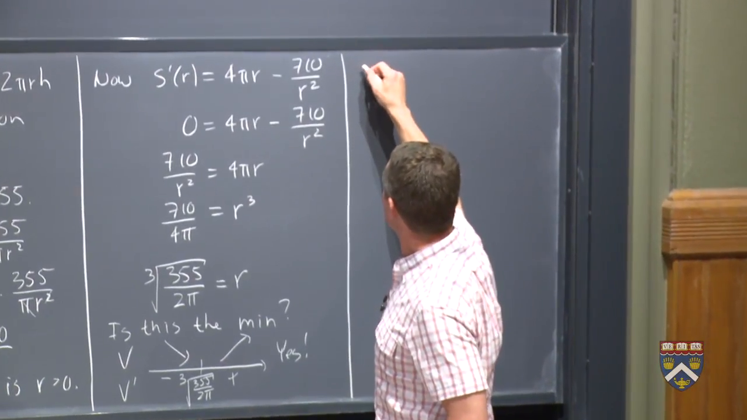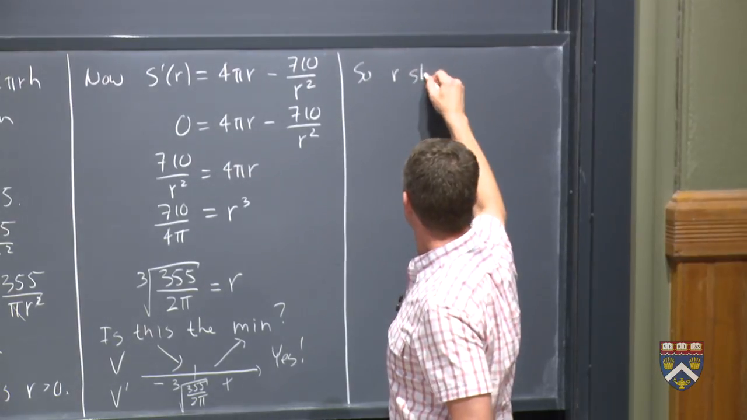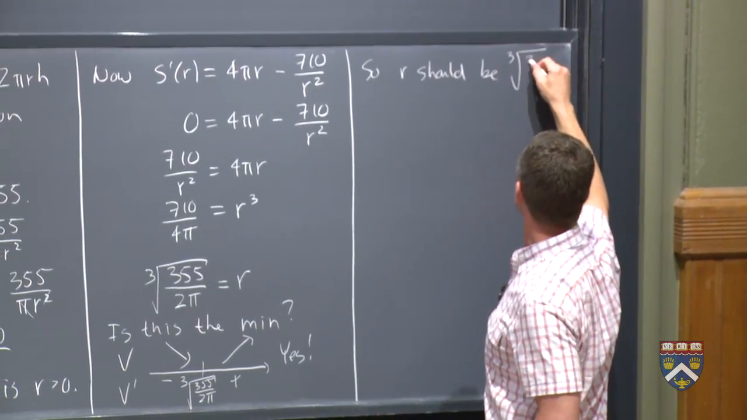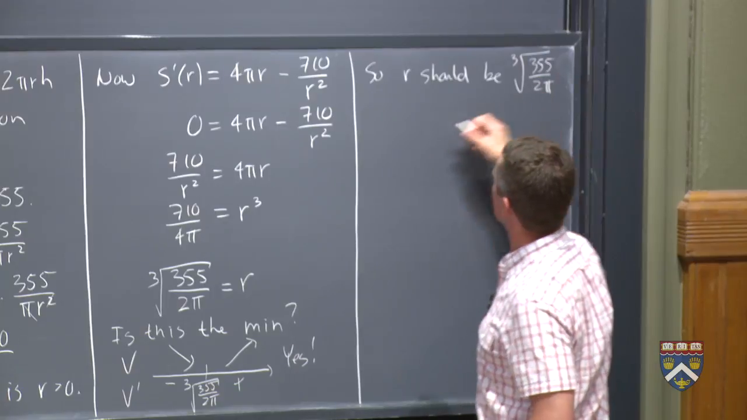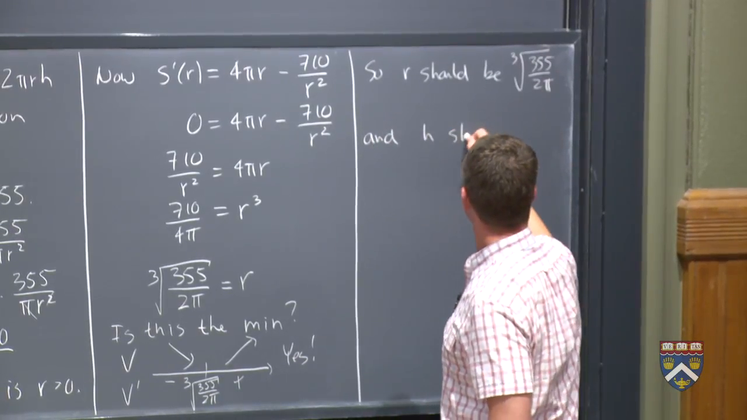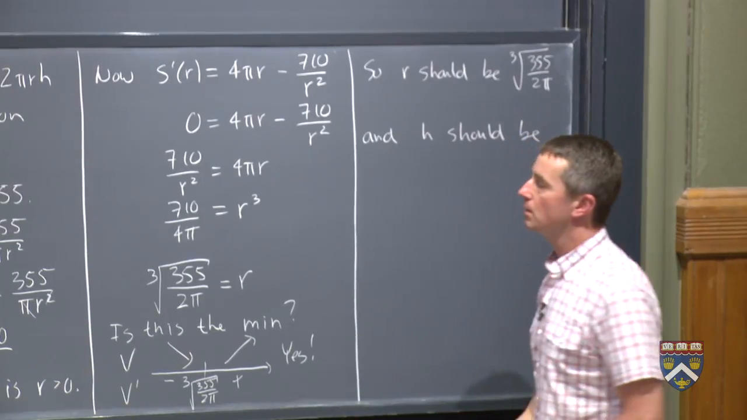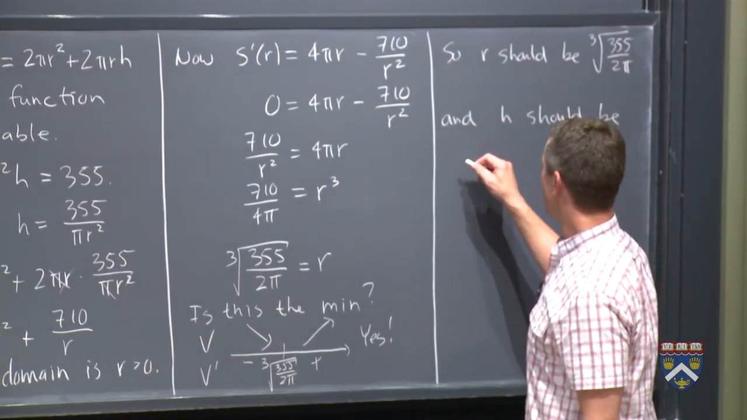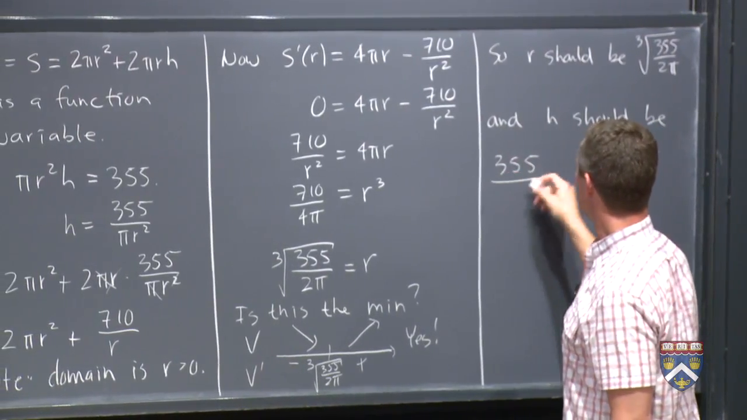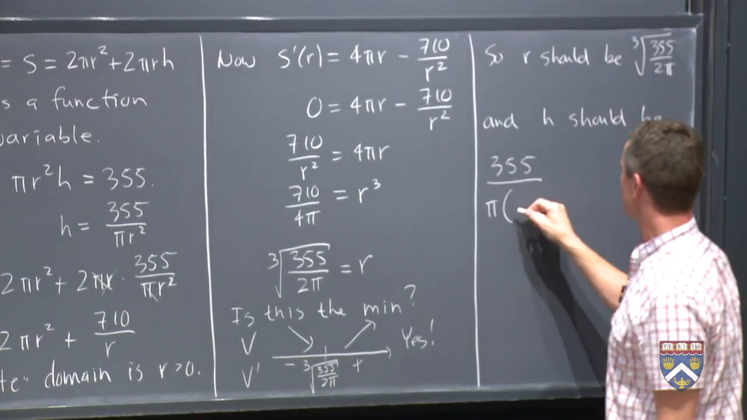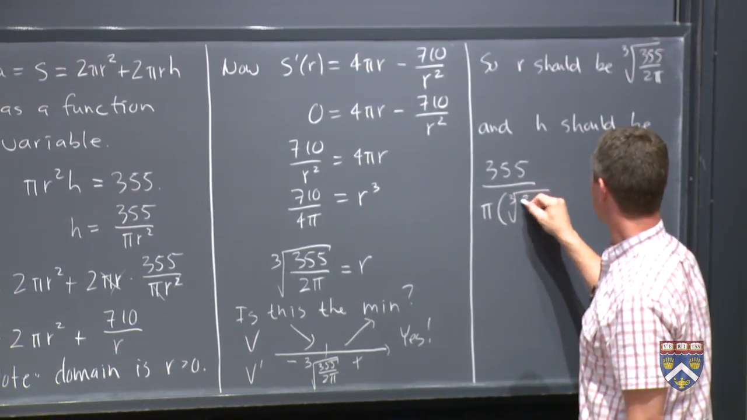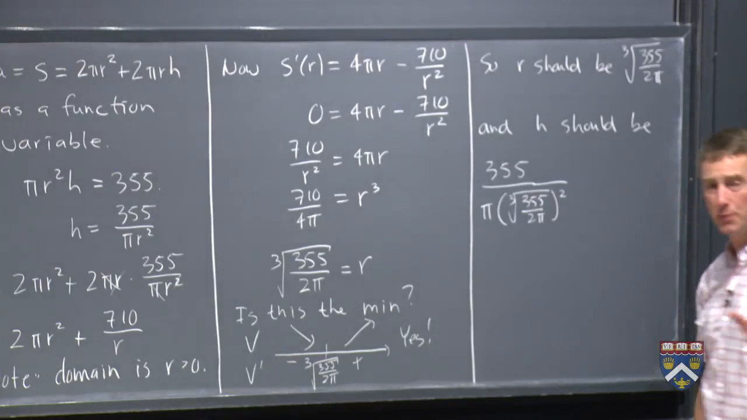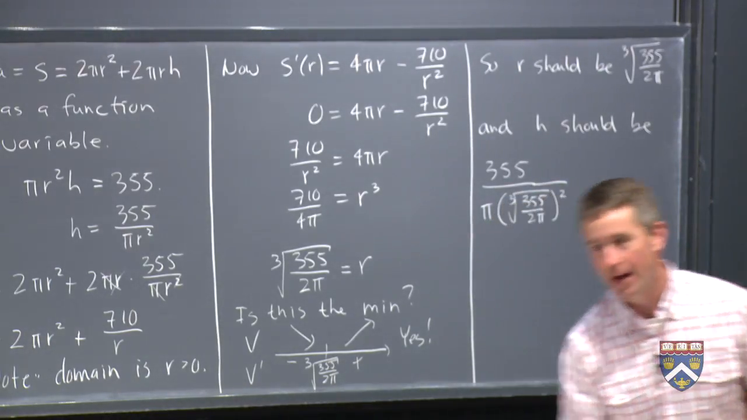So r should be what we just found. Should be the cube root of 355 over 2 pi. And h should be, well, somewhere on the board we must have a formula that gives h in terms of r, and here it is. 355 over pi r squared, and this is my r, cube root of 355 over 2 pi all squared. And as usual, you don't need to simplify, so if you want to leave it like that, that's fine.